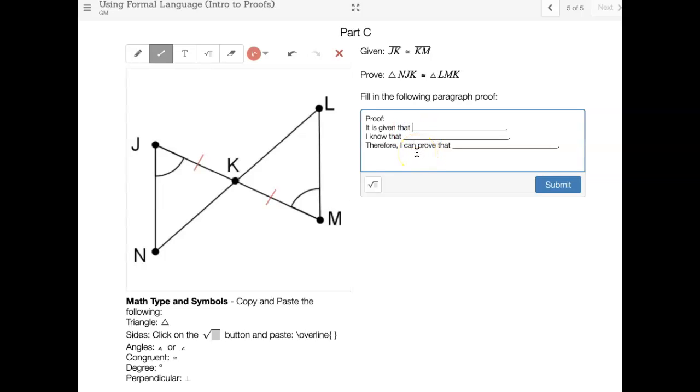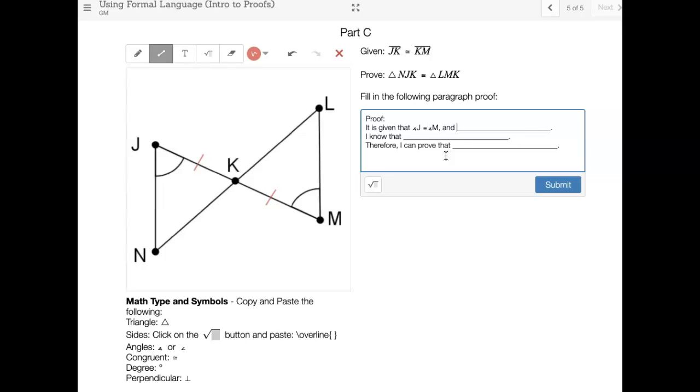We could actually go ahead and fill in the given info on that note. We can copy this little angle symbol here. It's given that angle J is congruent to angle M. I put both angles there first so that I wouldn't have to copy the angle symbol again in between. Now the congruent symbol: it's given that angle J is congruent to angle M. That was marked in the diagram, aka it was given.